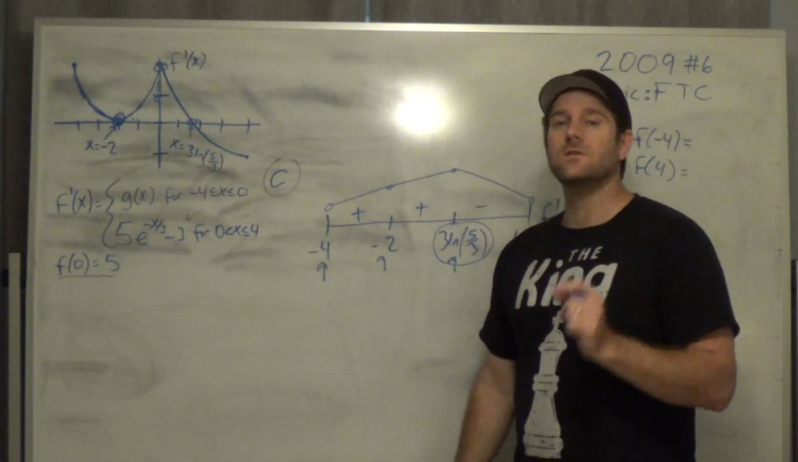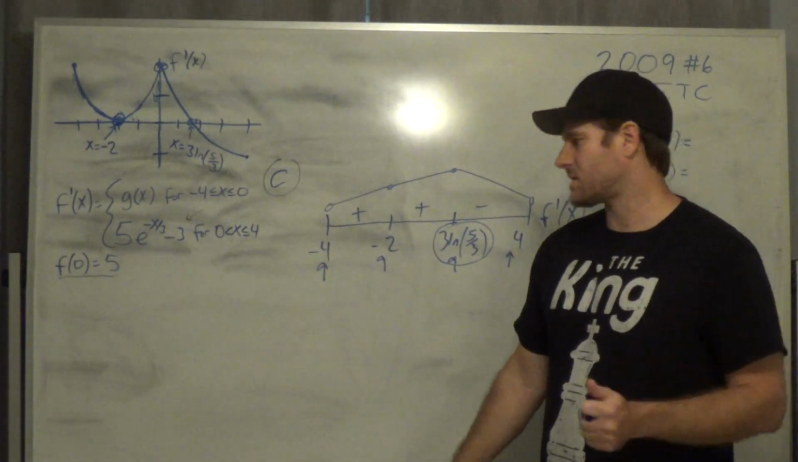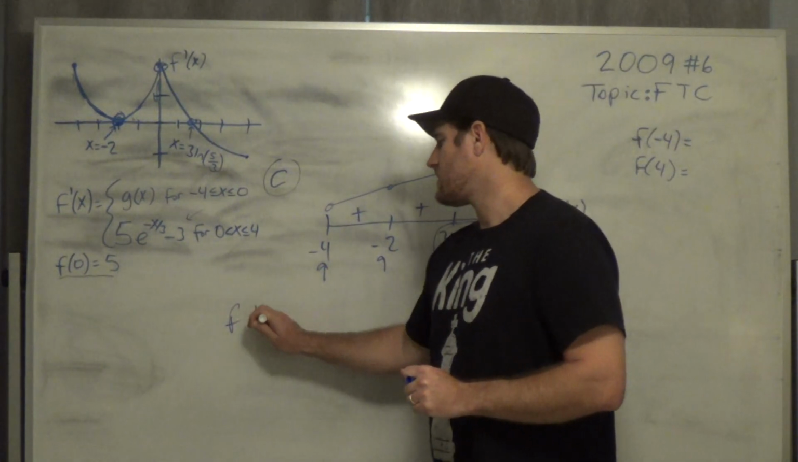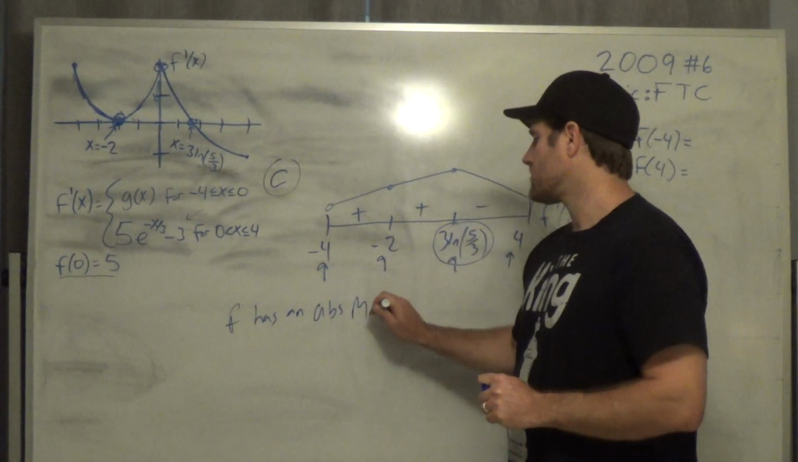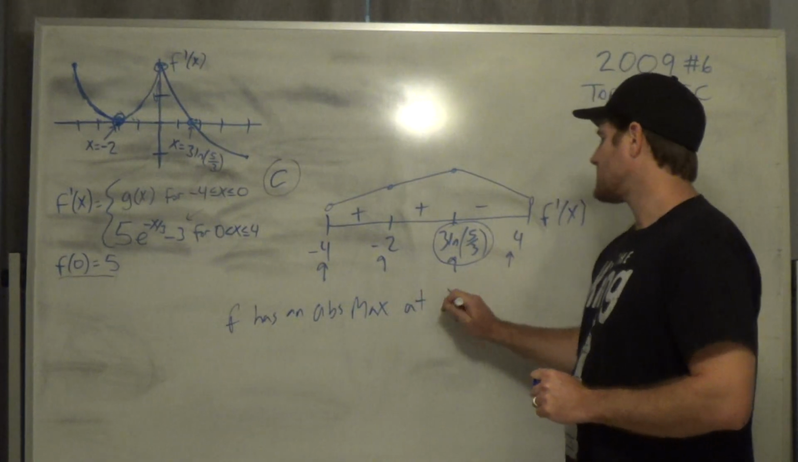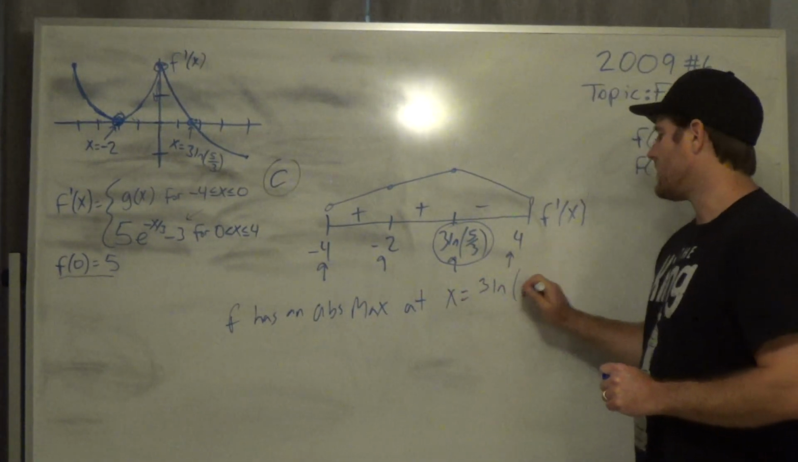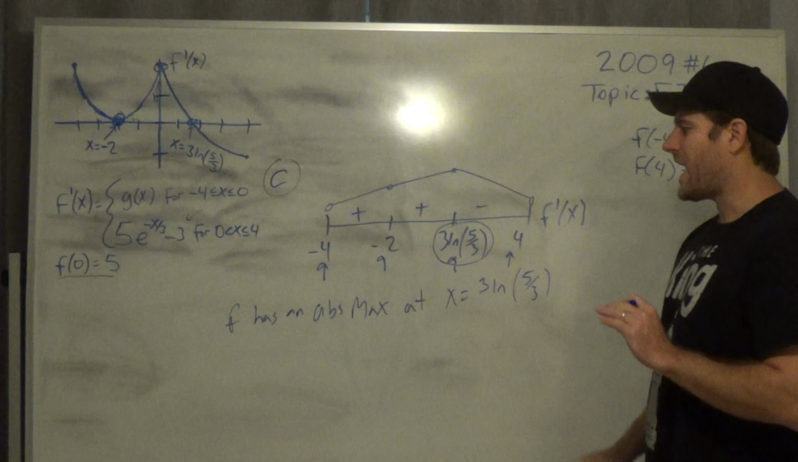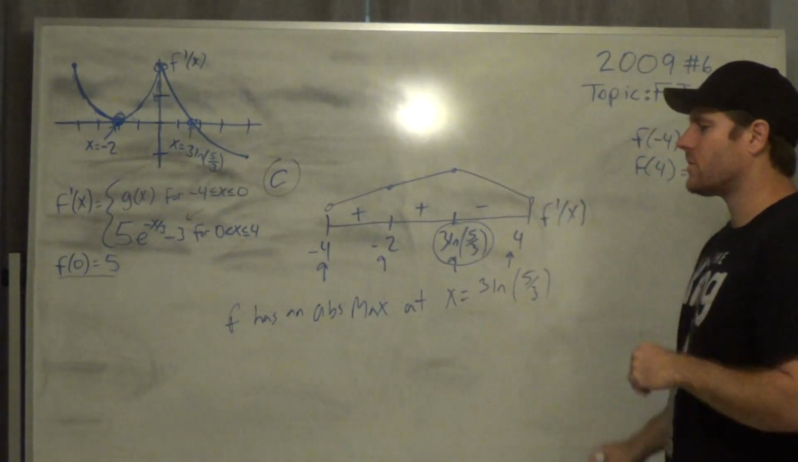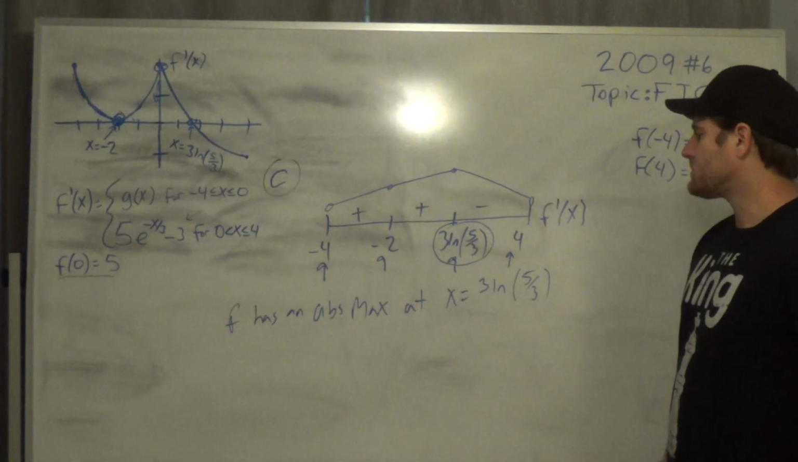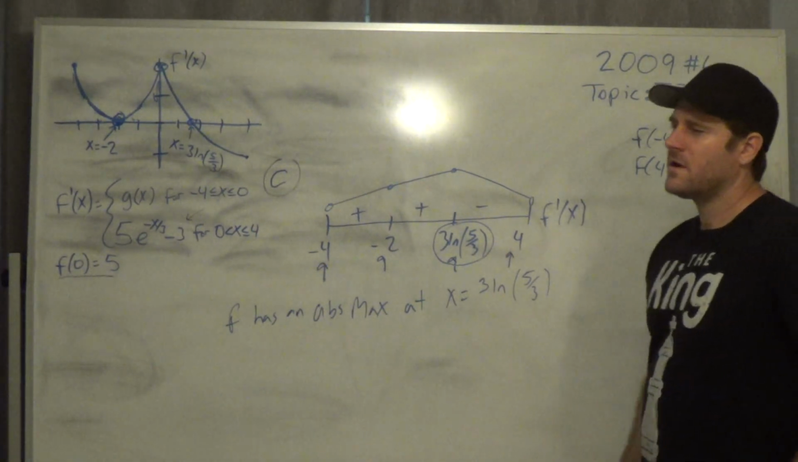And notice in this question, they don't ask for the y value, they only want the x value. So f has an absolute max at x equals 3 ln of 5/3. Now, how do I prove it's an absolute max? I need to prove that it was always going up and then always going down. So, f has an absolute max at x equals 3 ln of 5/3.